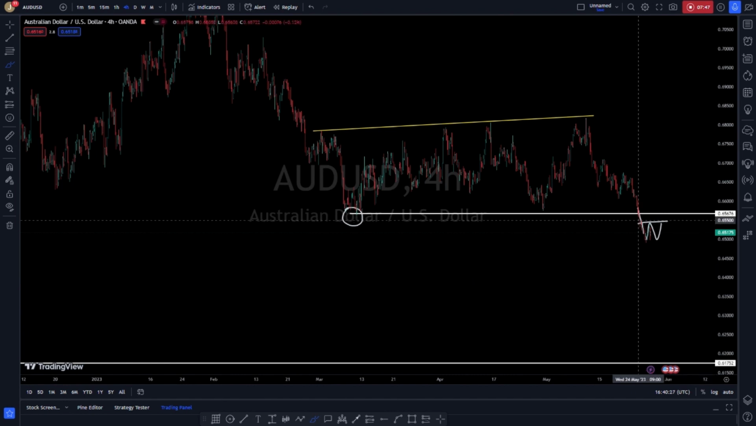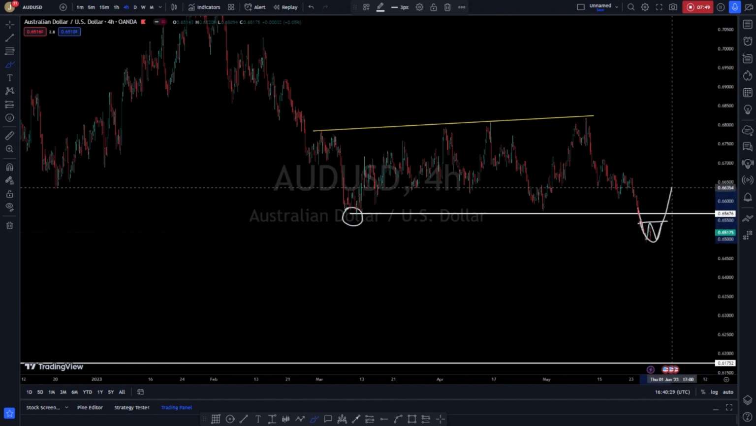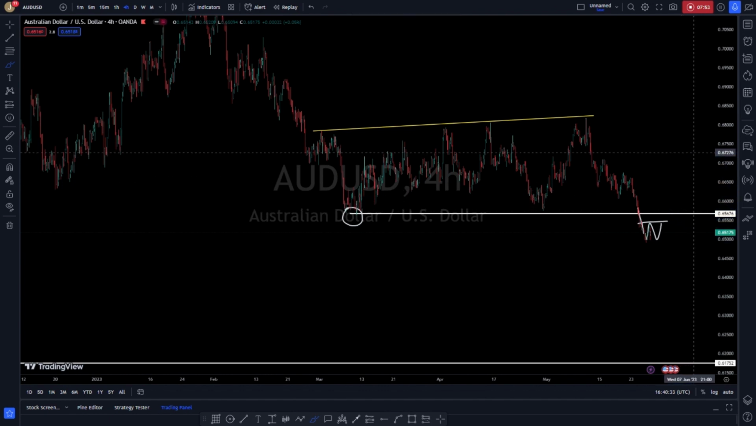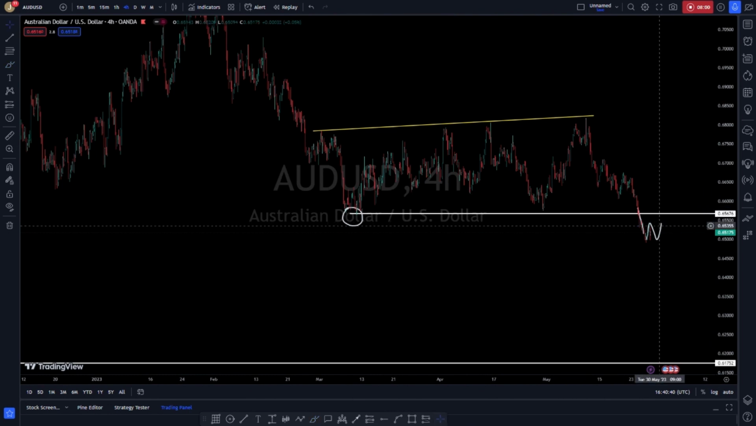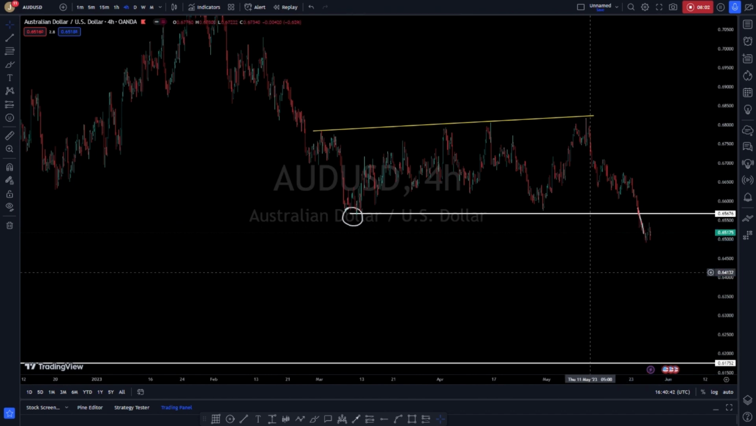But I do not expect something like this again, but I don't know what might happen. The most possible scenario that might happen is this one here, this correction here.